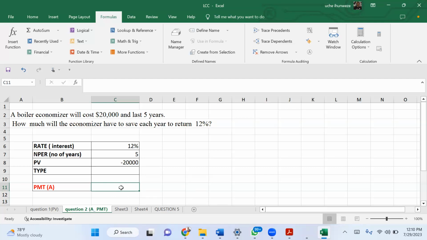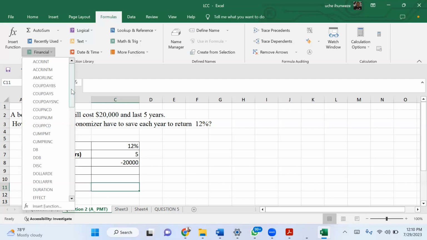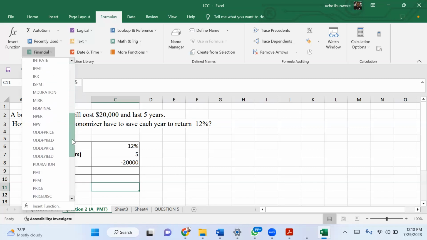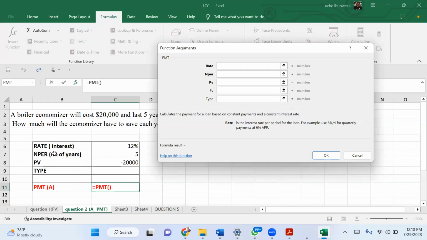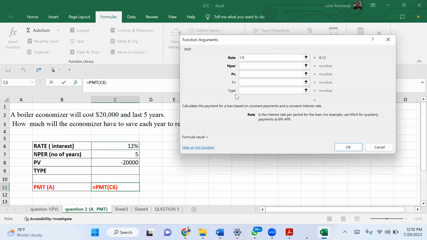So I make sure my cursor is here, then I go to the formulas menu, go to financials, and look for PMT. I'm looking for the annuity. And I told us the annuity in Excel is represented as PMT. If you click on it, it will also tell you the same thing. The rate is 12%. The number of years is 5. The present value is the money I'm spending today. The money I'm going to pay is this.